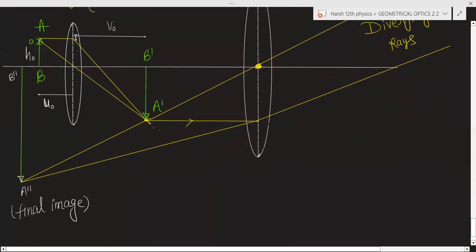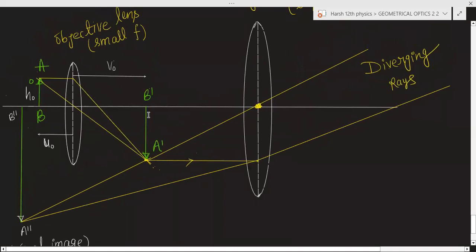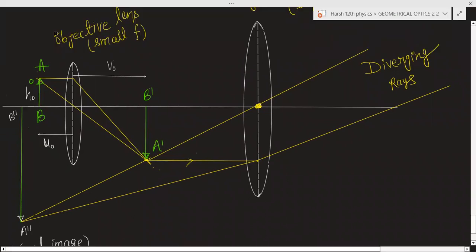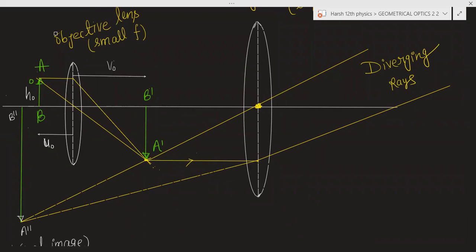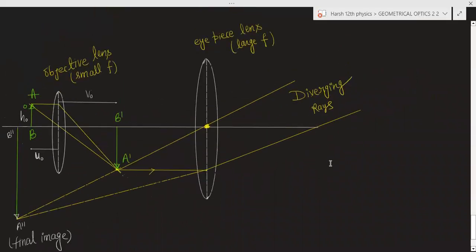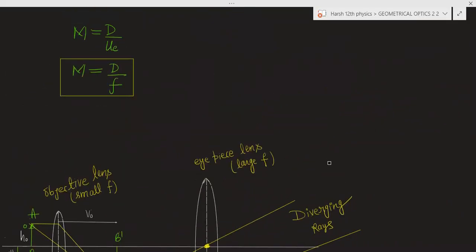For the objective lens, draw the diagram. After that, for the eyepiece lens, draw the ray diagram. These lines should be dotted lines. Why should these lines be dotted? Because we are not forming real rays, we are just producing these rays in the backward direction. That is why these should be dotted. And properly draw the diagram. The heading is the compound microscope.